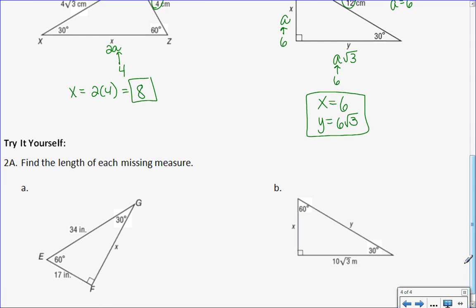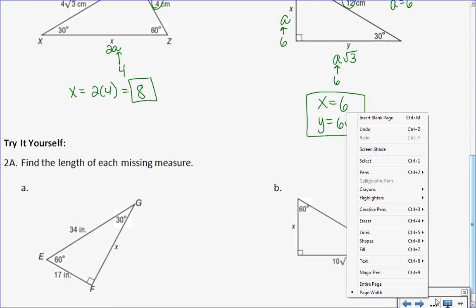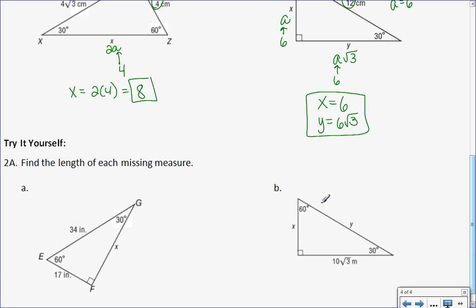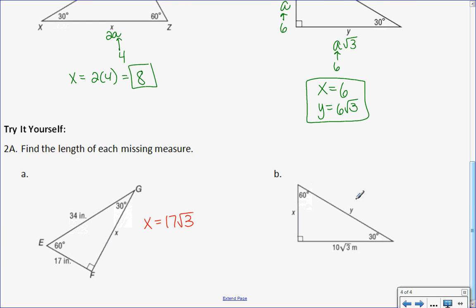So for the try-it-yourself problems, you're going to pause the video, work through those, and when you're ready to check your answers, press play. Okay, for the first one, you get x as 17 square root of 3. And for the second one, x is 10, and y is 20.